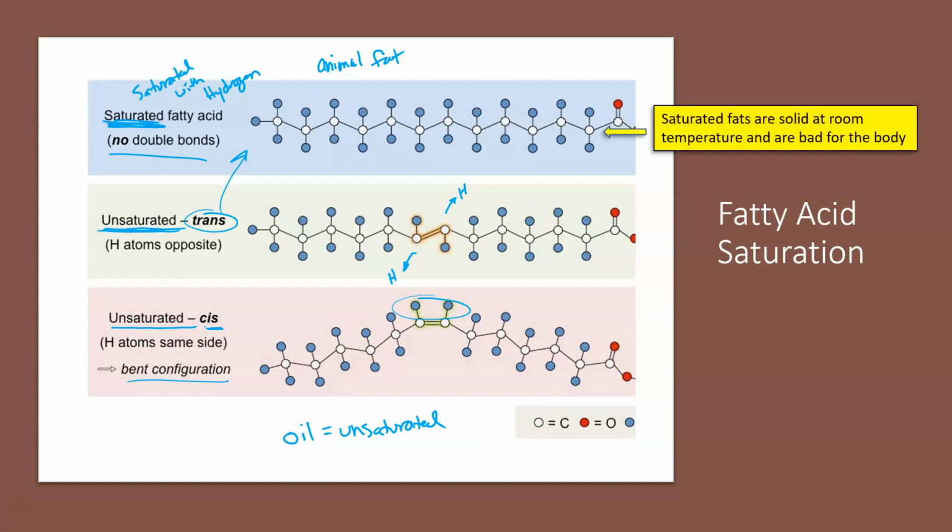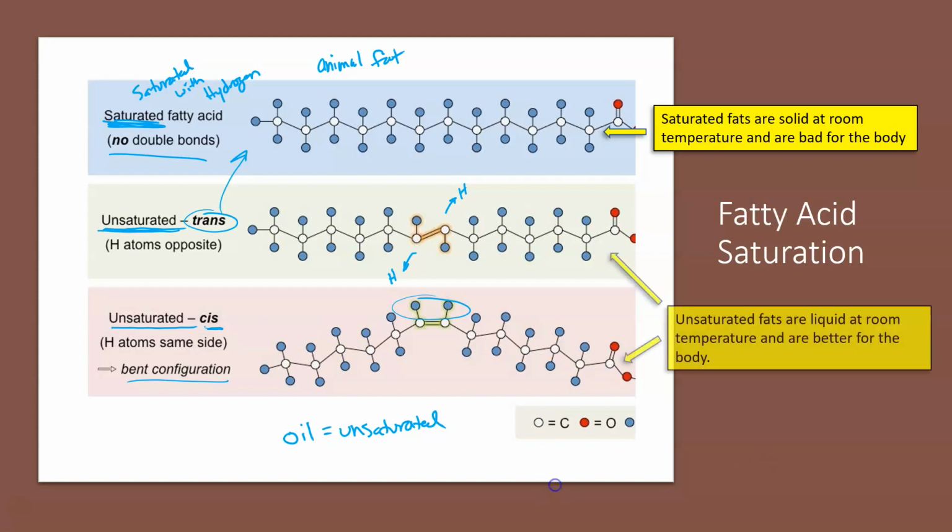Okay, so saturated fats are solid at room temp and are bad for the body, whereas unsaturated fats are liquid at room temp and are better for the body. I wouldn't necessarily say they're good for the body. They're still fats. Fat is good, or lipids are good for the body. You do need them, but you need them in moderation for sure.